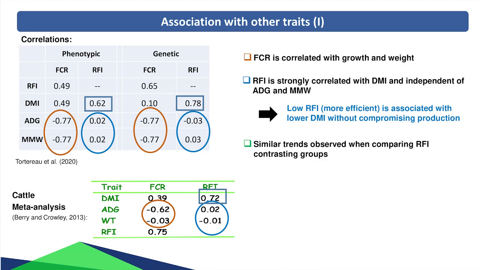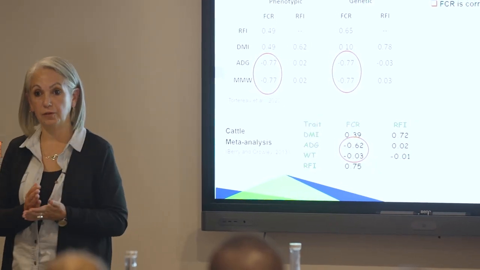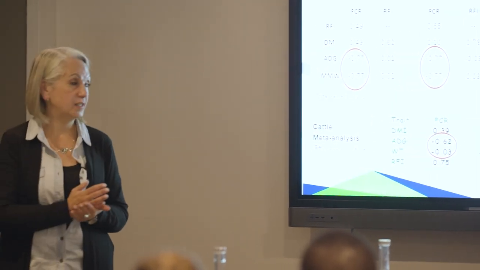What has been questioned all the time is, okay, residual feed intake is going to be independent of growth, is going to be independent of metabolic weight at the phenotypic level. Is that true at the genetic level? Basically, most of the estimations show that it's independent too. I have some animations. First, the limitation of feed conversion ratio that we were mentioning, that it is correlated with growth and with mature weight, seems to be true.